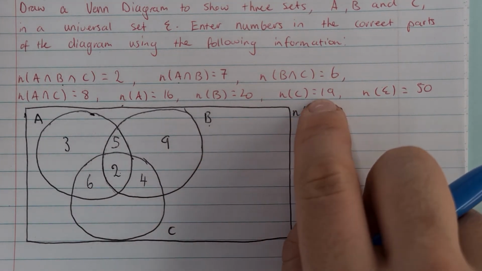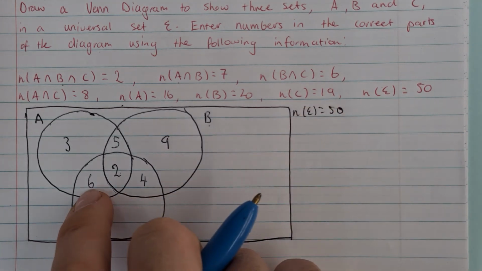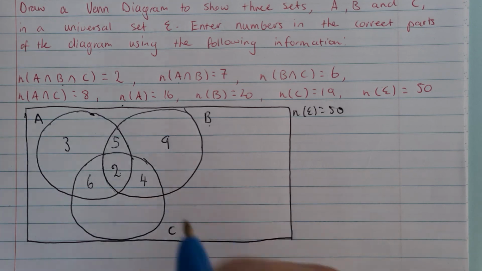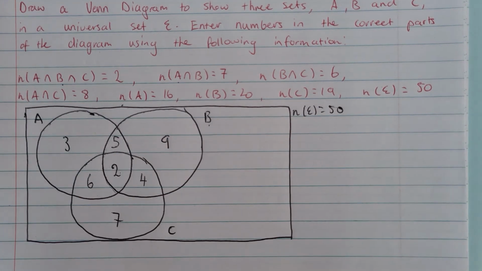And for C, there's a total of 19. We've already got 6, 2, and 4 in C. They add up to 12. To get up to 19, we need 7.